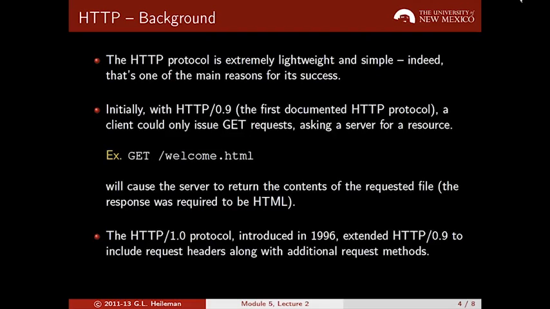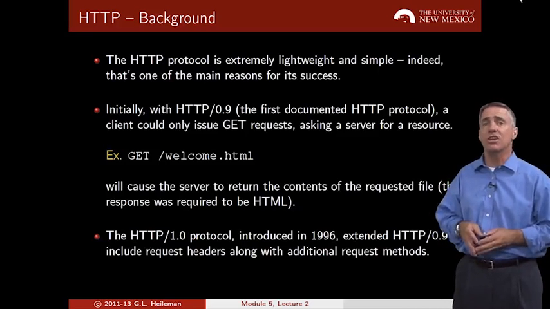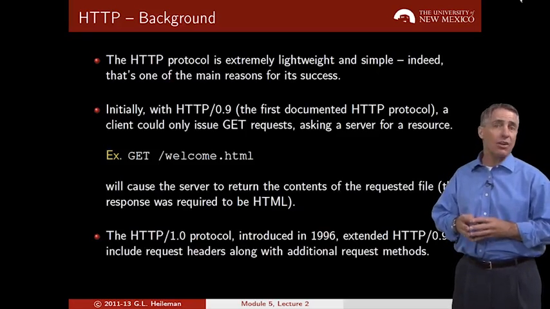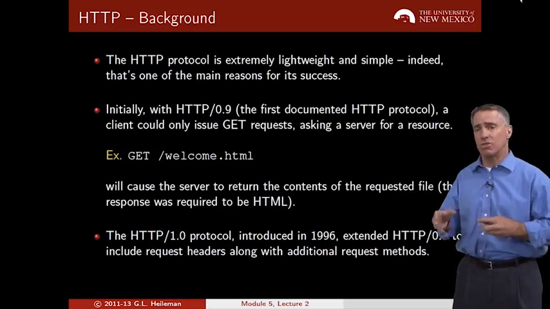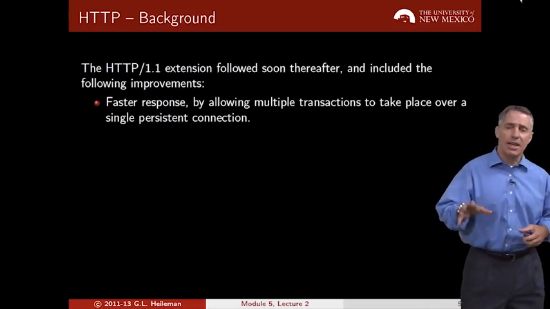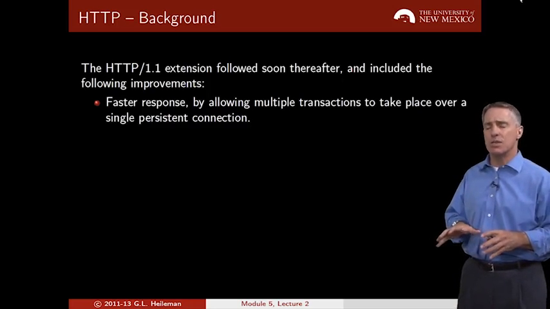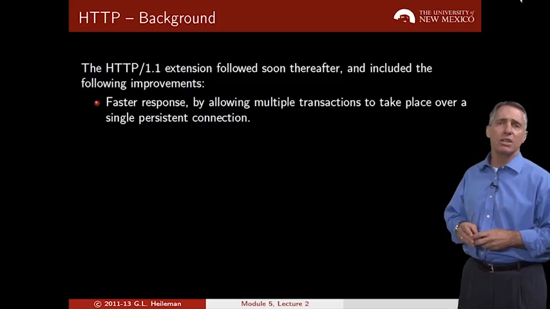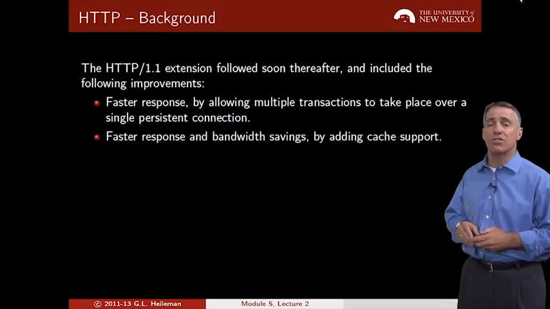Now, HTTP 1.0 followed soon thereafter, and it's just an extension. And in fact, we're going to talk about 1.1 next, also just an extension of the original HTTP protocol. And what 1.0 added were headers, request headers, so you could have additional methods, not just GET, but you could also DELETE or POST or do other things with that. And then 1.1 followed, and it was all about trying to make the web application more responsive. And so there was a faster response that was supported by having multiple transactions take place over a single persistent connection.